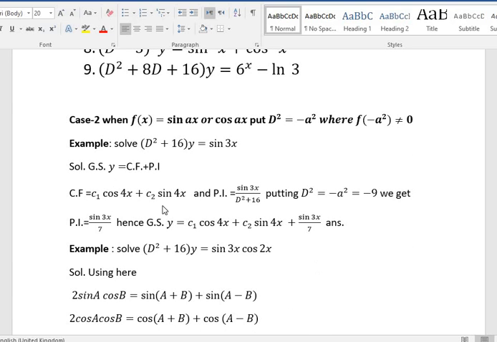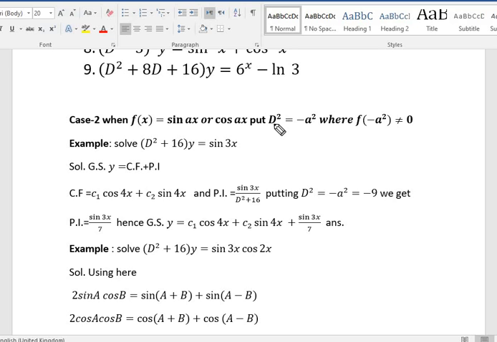Now case number 2, when f(x) is given as sin ax or cos ax. Then put D^2 equal to minus a^2. Remember that f(minus a^2) must not be equal to 0. When it is 0, the case fails, meaning we cannot apply this rule. So for the second case, when f(x) is sin ax or cos ax, how can we write the particular integral?